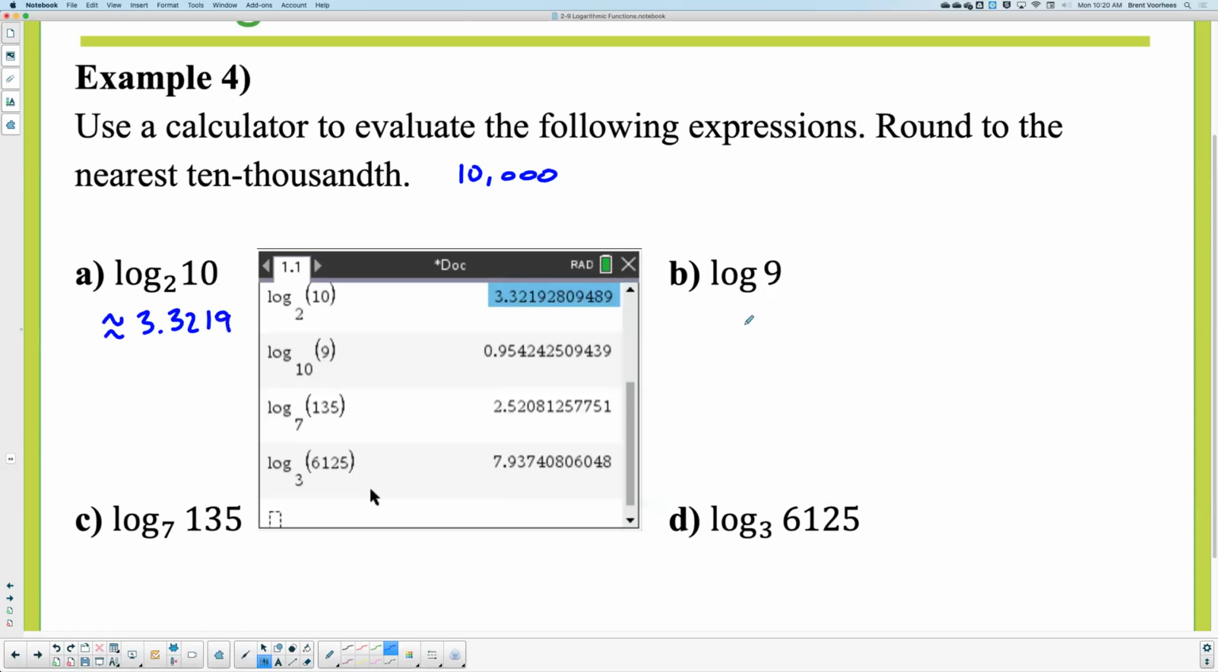What about B? 9.5.4. Now, would it be a 2 or a 3 here? 2. Okay. Here, 2.52. 0.8, I agree. 0.8. And then finally, 7.9374.